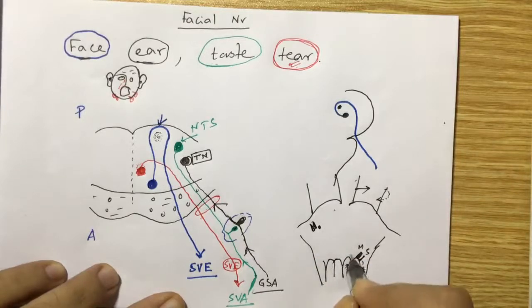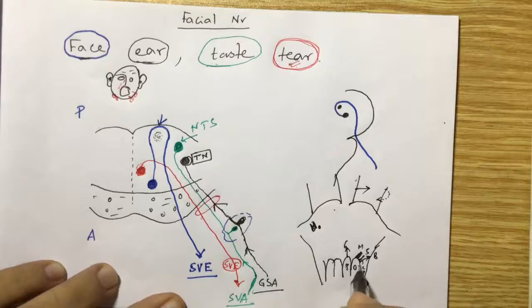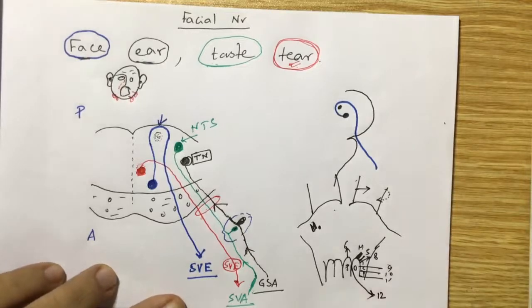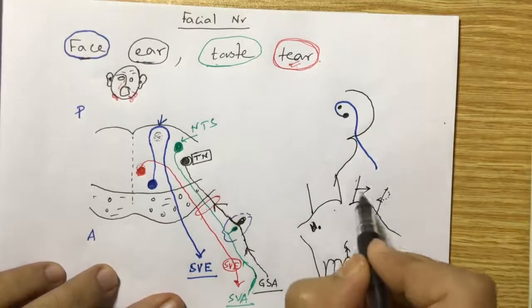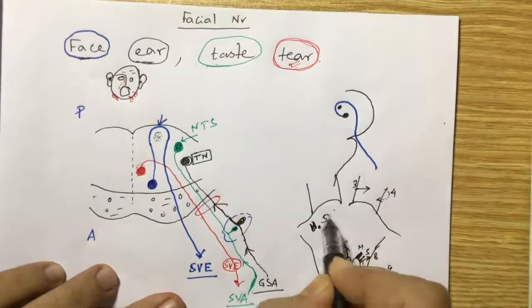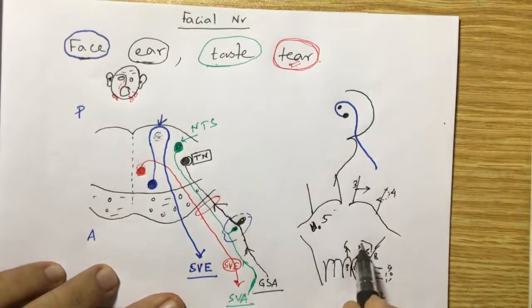Then here lies the sixth. Just describe the seventh. Then here lies the eighth, 9th, 10th, 11th, in between the olive and inferior cerebellar peduncle. Rootlets of the 12th come out in between the pyramid and olive. So this is 3rd, 4th, 5th, 6th, this is the 7th, 8th, 9th, 10th, 11th in between the olive and inferior cerebellar peduncle, and the 12th in between the pyramid and the olive.